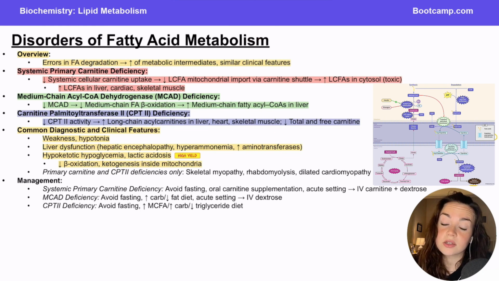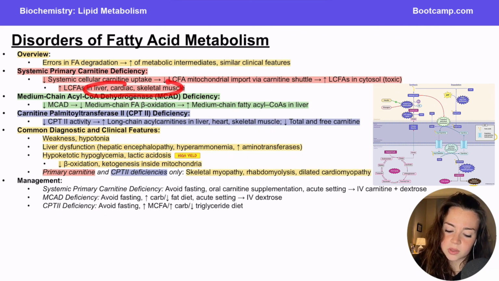And then a couple other clinical features that you'll see in primary carnitine deficiencies and CPT2 deficiency are some additional skeletal muscle and cardiac findings like skeletal myopathy, rhabdo, and dilated cardiomyopathy. MCAD deficiency was primarily affecting the liver, and that's where those symptoms are sort of going to stay, as opposed to these other two, which had buildup in a wider variety of tissues.